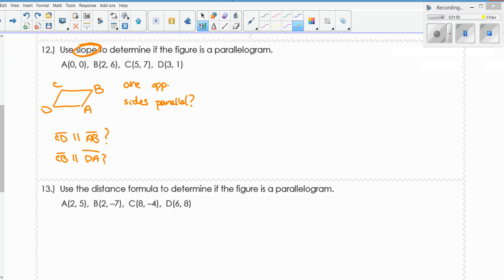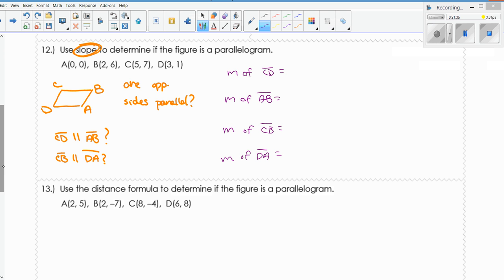So what I'm going to do is go find those slopes. I'm going to find the slope of CD, and I'm going to write all this out before I do math. I need to find the slope of AB, the slope of CB, and the slope of DA. So I'm finding the slope of all my lines.